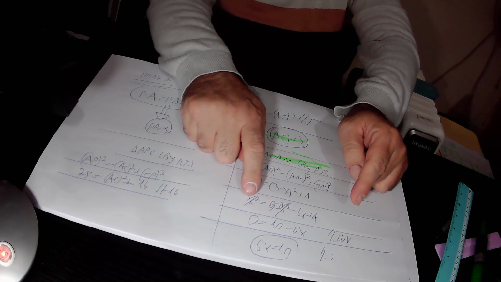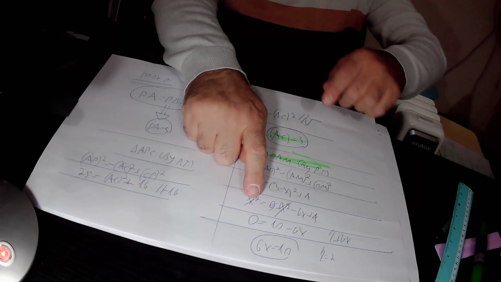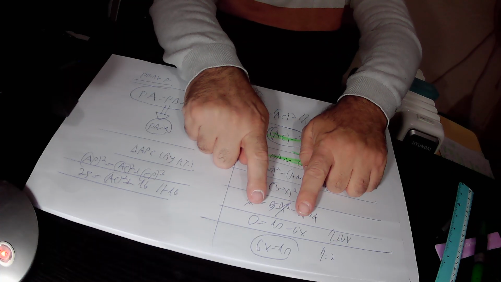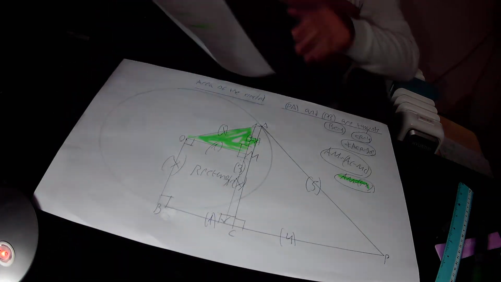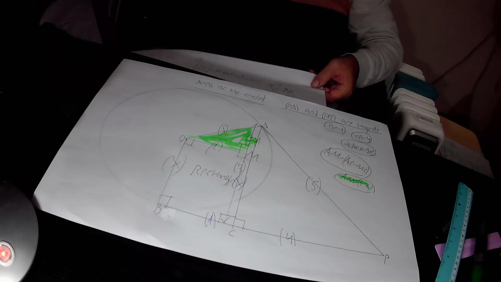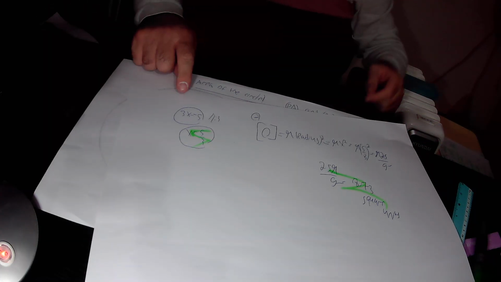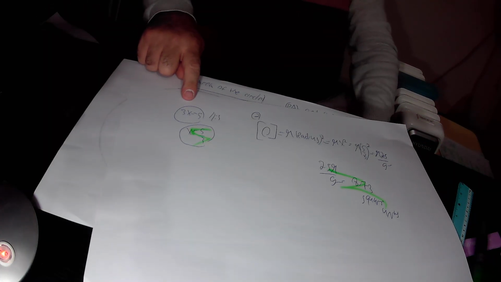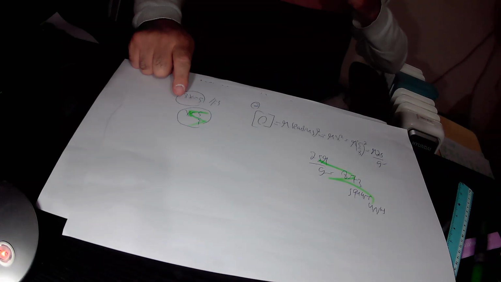Here we added 6x to this equation, and found out that 6x equals 10. Here we divided this equation by 2. 6x over 2 is 3x, and 10 over 2 is 5. So 3x equals 5. Here we divided this equation by 3 and found out that x, that is the radius of this circle, equals 5/3.